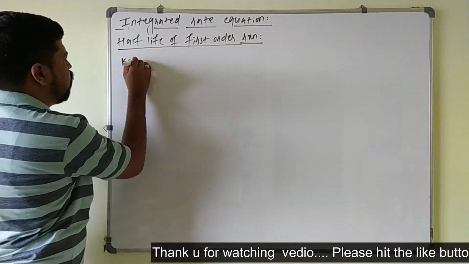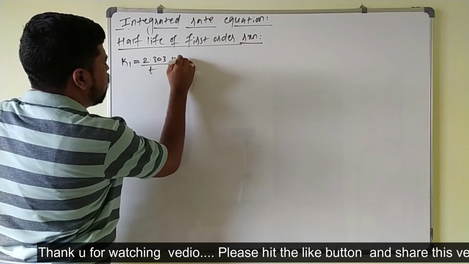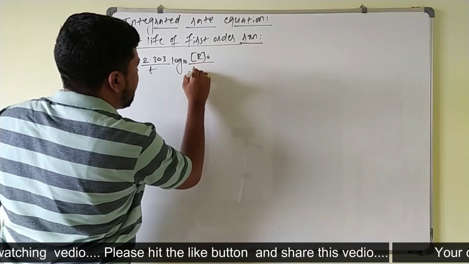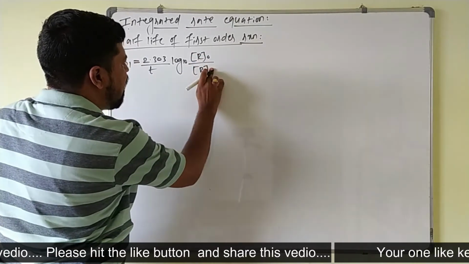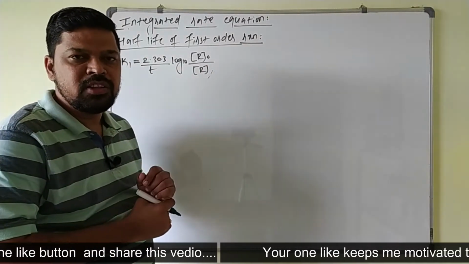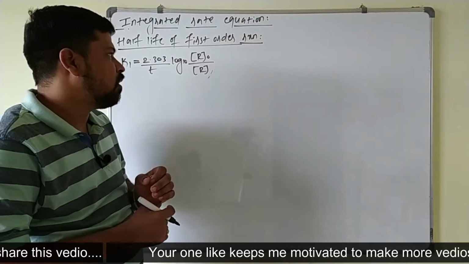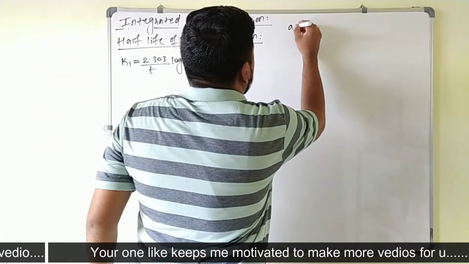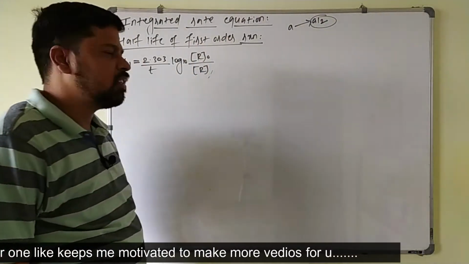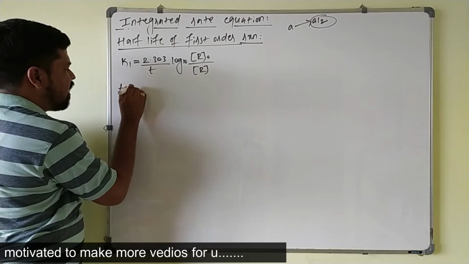K1 is equal to 2.303 divided by T log to the base 10 of initial concentration R0 divided by final concentration, that is R. So what is the half-life here? It is the time required to convert the concentration of reactant to exactly half of its initial value. Suppose initial concentration is A, the time required to convert A to A by 2, that is the half-life of the reaction.